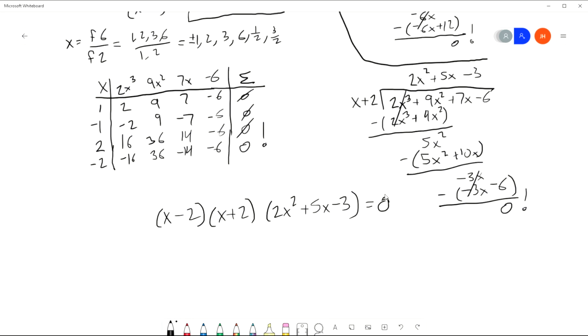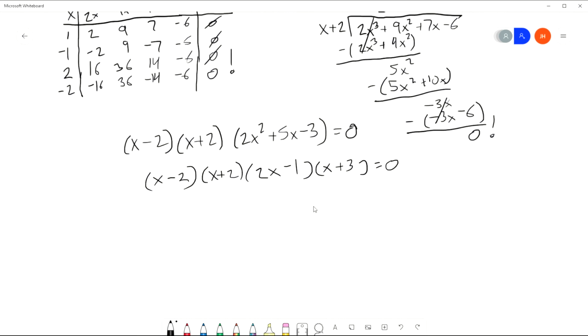I have a quadratic. I can factor that real easy. This is going to be x minus 2 times x plus 2 times 2x something and times x something equals 0. What will those somethings be? The multiples of 3. This will be plus 3 and minus 1. Look at that. Yeah, because 2x times x is 2x squared. 6x minus 1x is 5x, and negative 3. Awesome.